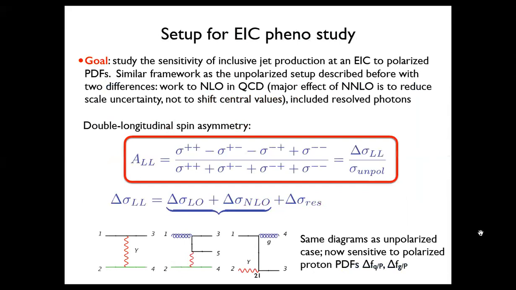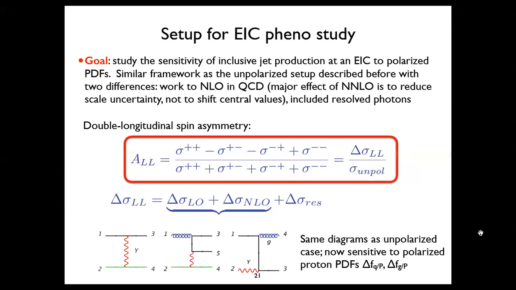And let me define the goal of our phenomenological study, what we wanted to do. We wanted to study the sensitivity of inclusive jet production at an EIC to polarized PDFs. And the framework is similar to the unpolarized setup described before. There's basically two major differences. First, just to save some computational time, we worked only at next-to-leading order in QCD. We know just from studies that we've done that the only effect of NLO is to reduce the scale uncertainty. It's not to shift the central values around in any significant way. Another addition for this study was the inclusion of resolved photons, which we did not include in the initial unpolarized study. So the observable we looked at was a double longitudinal spin asymmetry defined on this slide.